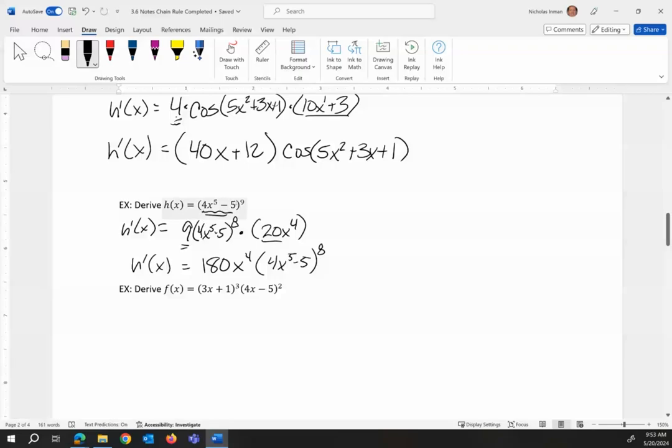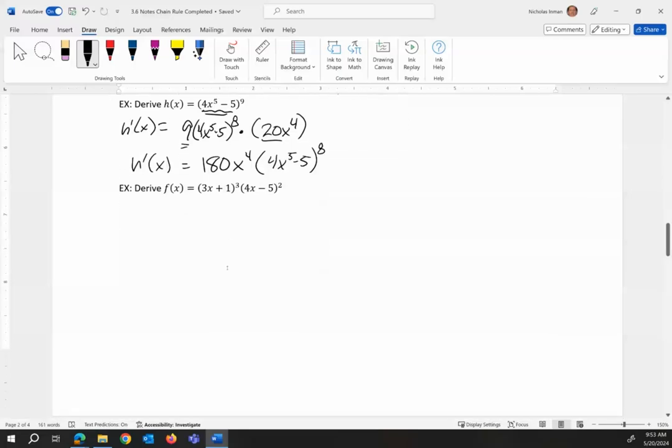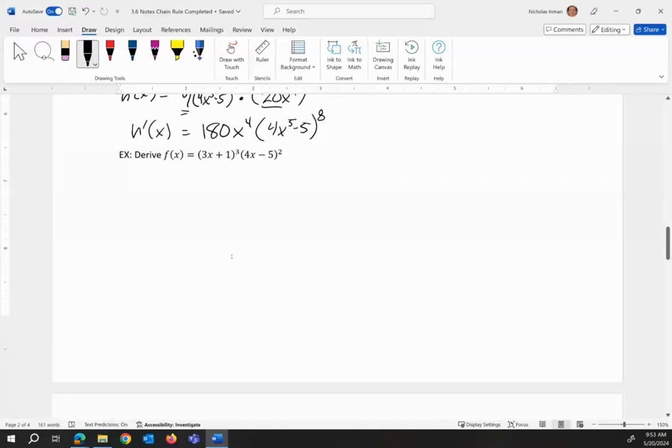We have the power rule. The 9 came to the front, reduced by 1, leave the inside. But then chain on, multiply by the derivative of the inside. And we've got that 20x to the 4th. We combined, we got our 180x to the 4th. All right, so that's the basic idea. That's our chain rule.